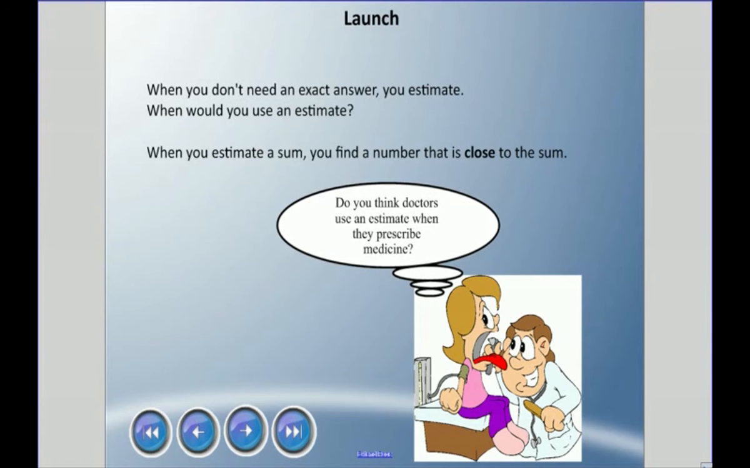When you don't need an exact answer, you do something called estimating. I want you to think about, when would you use an estimate? What kind of situations do you find yourself in where you don't need the exact number, but you need a close number? Well, when you estimate a sum, and I say sum here, I'm talking S-U-M, and that is the answer when we add. You will find a number that is close to the sum, okay? We're not trying to find the exact sum, we're trying to find a number that's close.